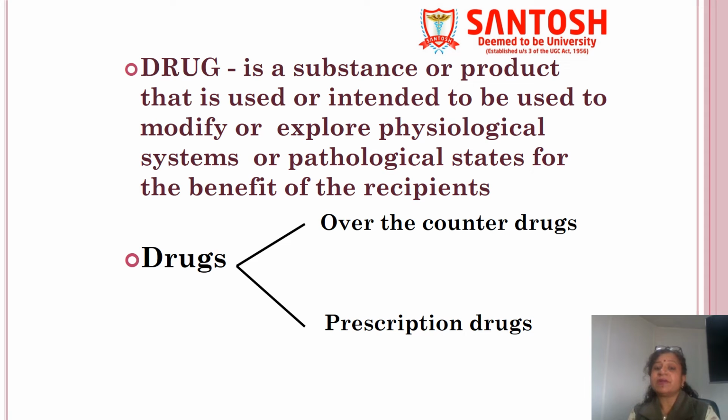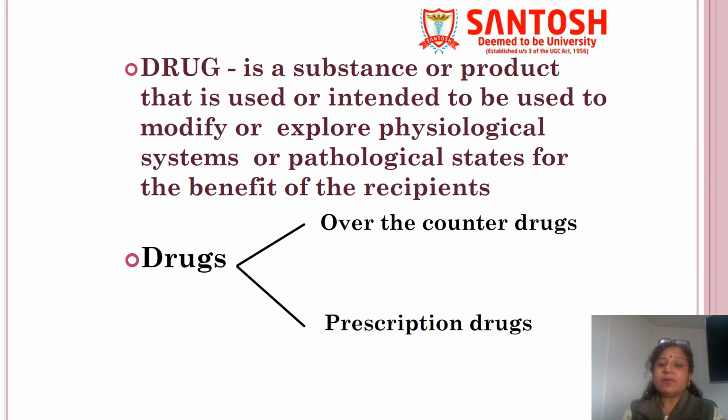Now let's classify drugs into categories. We classify drugs into two categories: over-the-counter drugs and prescription drugs. As the name says, over-the-counter drugs means you can go directly to a medical store or a chemist shop and ask that person to give you any medication. And if he gives it to you without a prescription, those are over-the-counter drugs. In contrast, prescription drugs are the drugs for which you need to have a prescription from a registered medical practitioner.